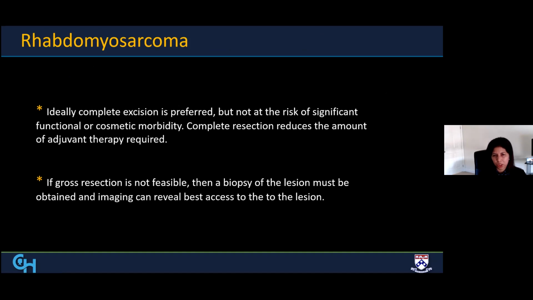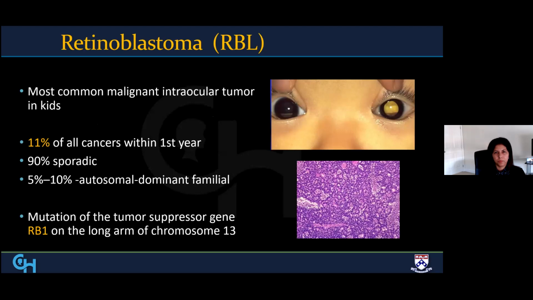Because of their location, the non-orbital, non-parameningeal tumors are amenable to complete resection and have the best prognosis, and the parameningeal variety have the worst prognosis. Okay. So we will now move on to the next group of primary malignant tumors, which is the retinoblastoma.